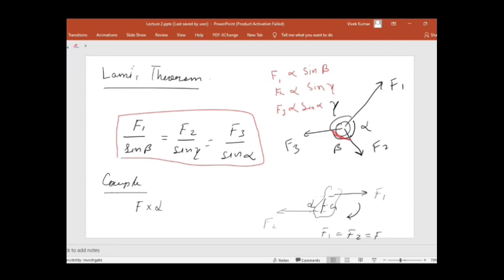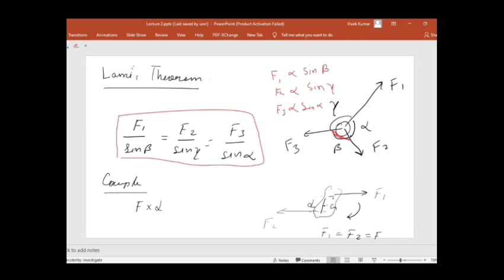Lami's theorem clear हुआ आपको? Yes, sir. Then we have couple. Couple आप लोग जानते हैं, if two equal and opposite forces are separated by a certain distance, then they will form a couple.